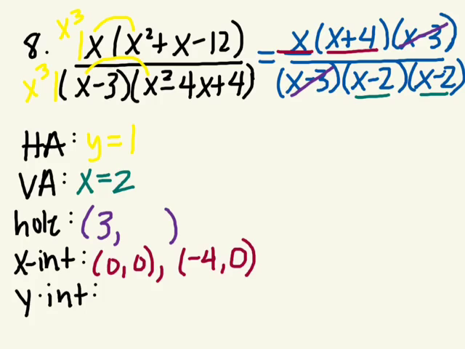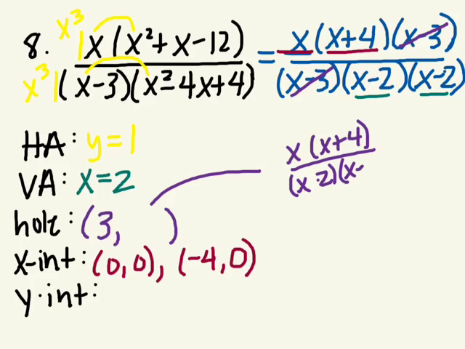All right, let's go back to this hole situation and finish it. We know that for our hole, we have x equals 3, but we don't have the y value. The way you find the y value for the hole is you take the function that you have left over after you cancel. What we have left after we cancel is x times (x plus 4) over (x minus 2)(x minus 2). That's what we have left over. And what we want to do with that is plug in 3 and see what we get out.